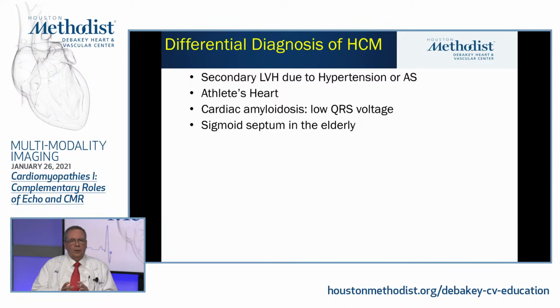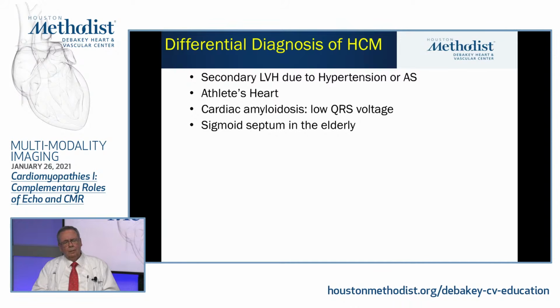Now, common things to think about when you see a heart that is hypertrophic is, of course, secondary hypertrophy. Most secondary hypertrophies in hypertension and aortic stenosis tend to be concentric, but occasionally you see a situation where the septum looks a little bit thicker than the posterior wall. The athlete heart is always mentioned as a possible differential.